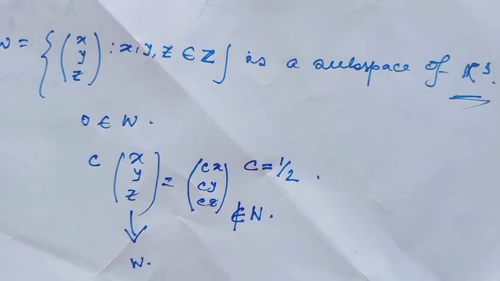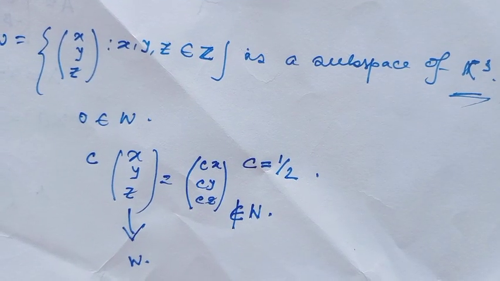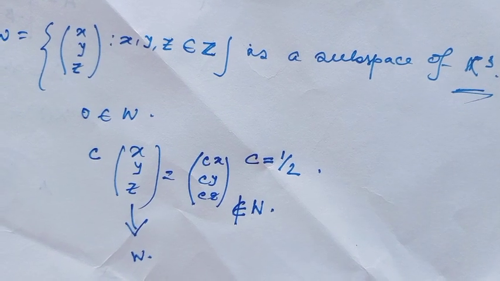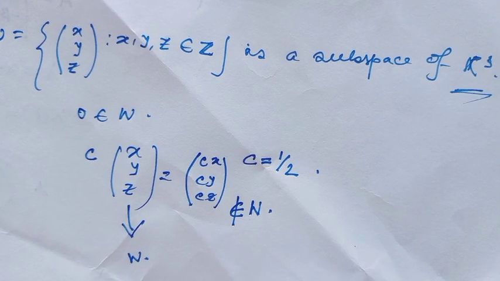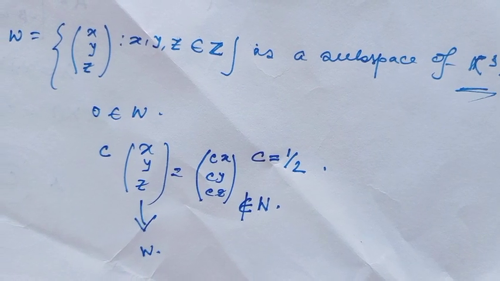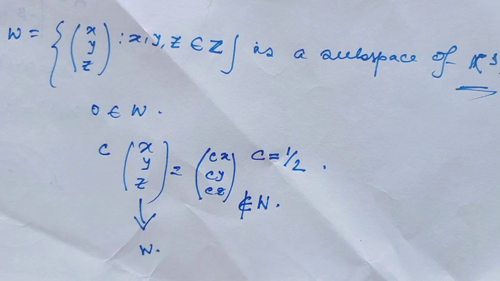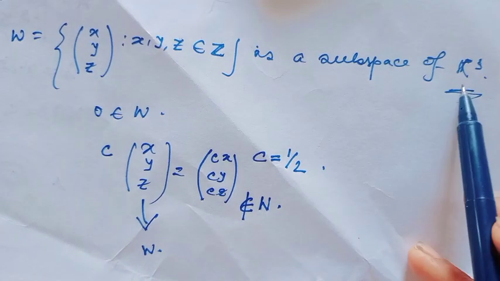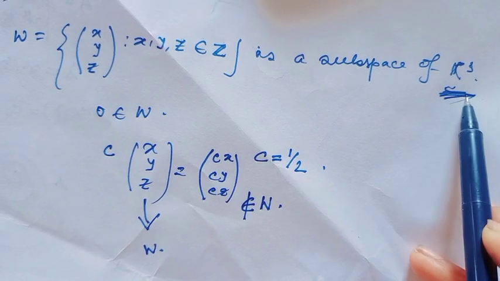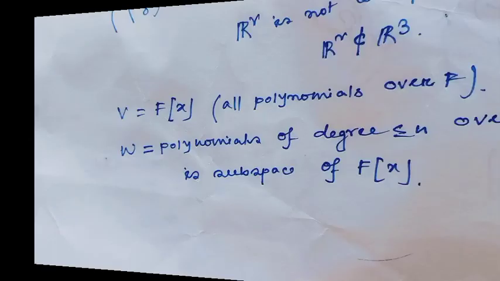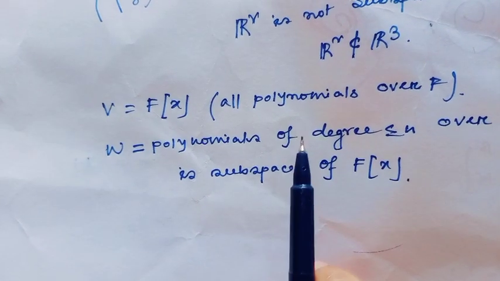Have you understood why I have told you vector space over field, subspace over field? This is a very important concept. This is not a subspace. Here the original vector space is R3, so this is not the subspace.